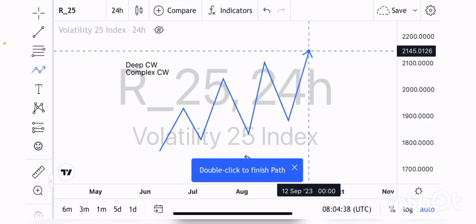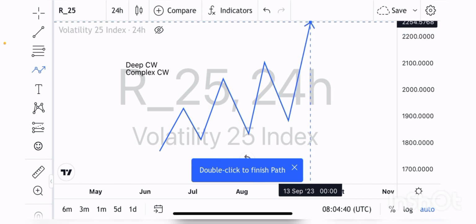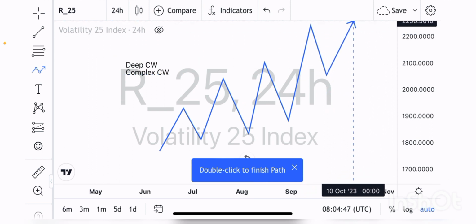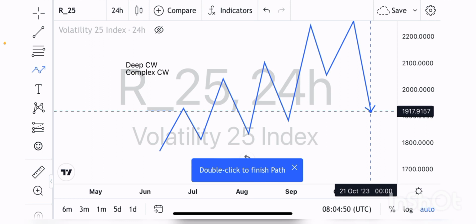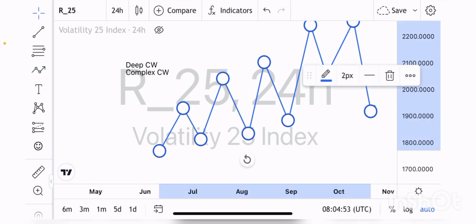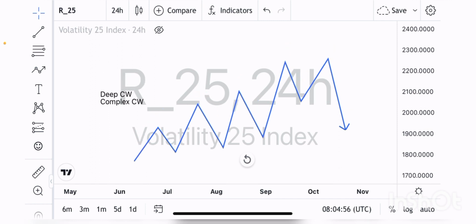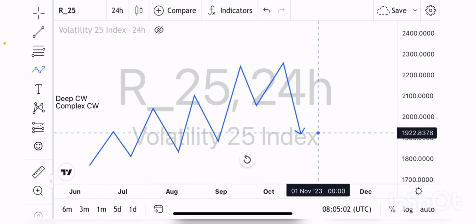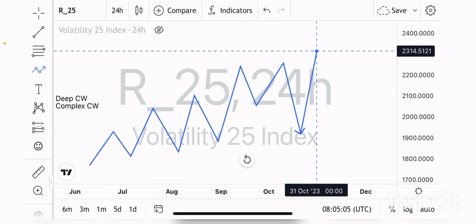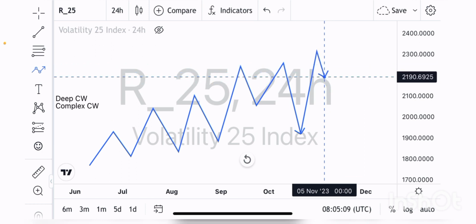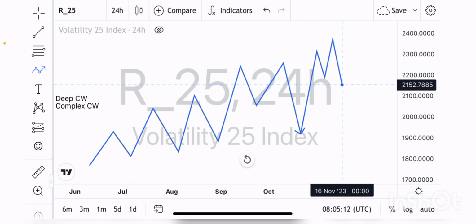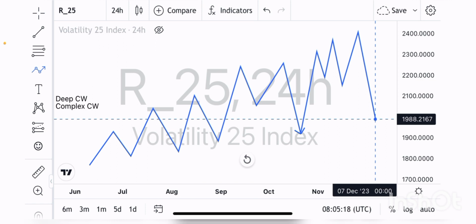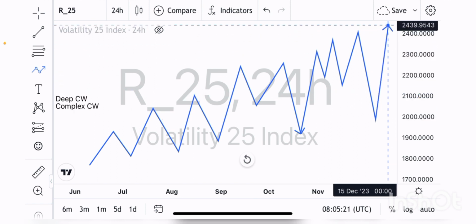But when we are talking about complex corrective wave, you will get something like this. Then the market will do something like this, then move to the upside again, then come back here again. Here is what we call our complex corrective wave. Let me draw another part of complex corrective wave. You can have something like this. In fact, on the lower time frame, it can give you something like this, and then it will come back again, then break structure to the upside.